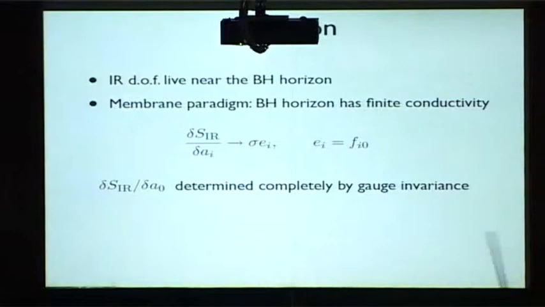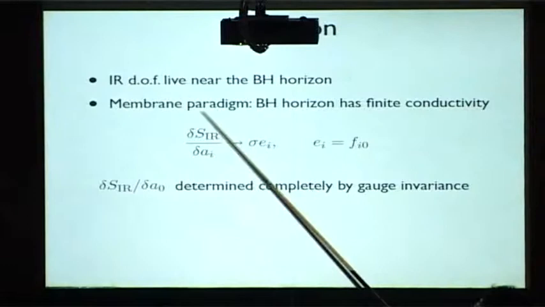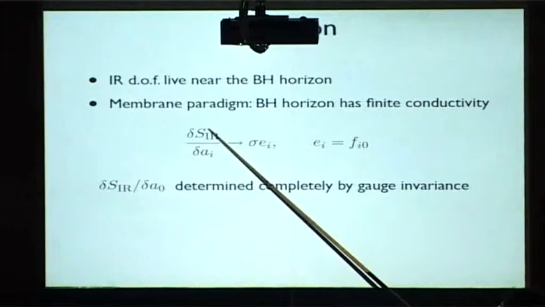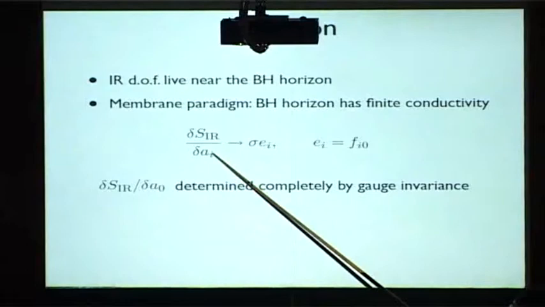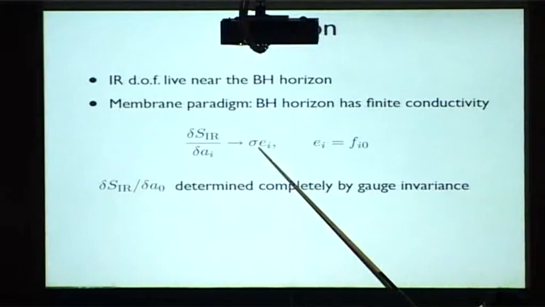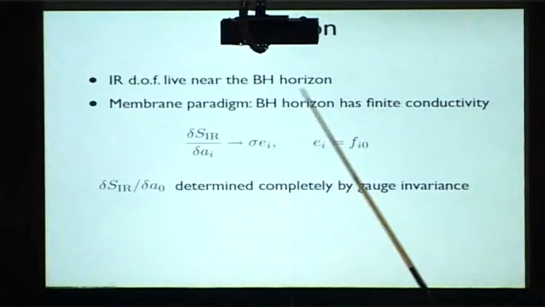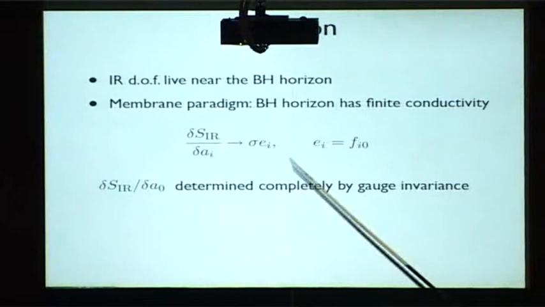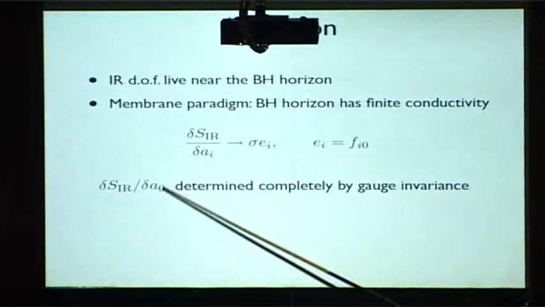And here I will use a statement from the membrane paradigm of black hole physics. That is, the black hole horizon has a finite conductivity. So whenever I have to compute the derivative of the infrared action with respect to a spatial component of the gauge field, or in other words, the current associated with that little a_i, I can replace that by the conductivity times the electric field. So the membrane paradigm tells us that there is a finite conductivity of the black hole horizon, but that conductivity is the conductivity with respect to the field little a, the field that the infrared degrees of freedom live on. The membrane paradigm completely fixes the spatial part of the current, and the temporal part of the current is then determined completely by gauge invariance.